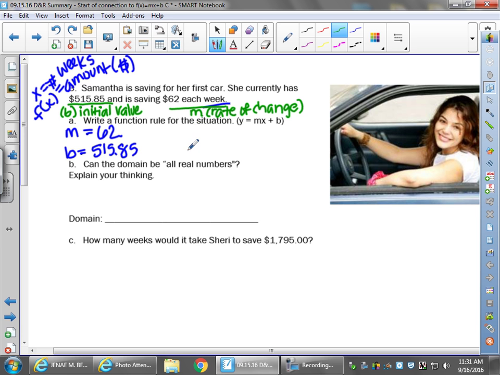B was initial value. So how am I going to put this all together as an equation? What am I going to write? Instead of y equals, what could I do for function notation? Instead of y equals, how could I use function notation? What am I going to write? Instead of y, write what? F of x. There you go. F of x equals, put it all together.